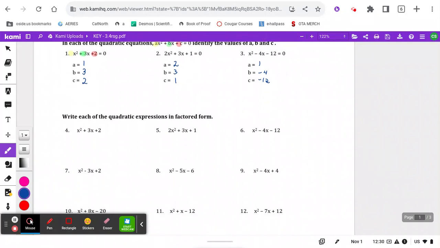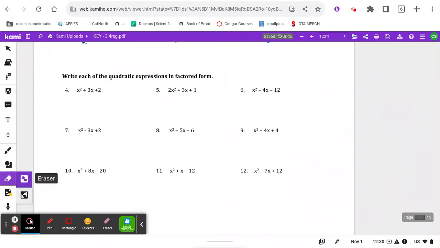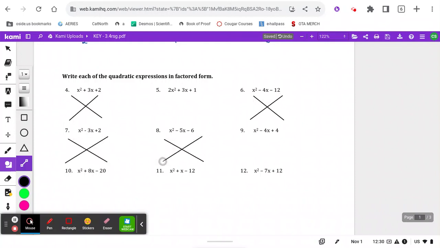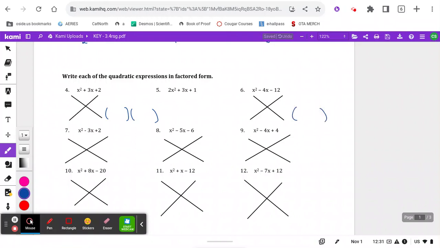Next, they want factored form. One of the shortcuts we practiced in class to get factored form was the x. So take a minute to go ahead and try these. If you forgot what that was, try it now. And then after we get those, we're going to put it into factored form with the parentheses like this.